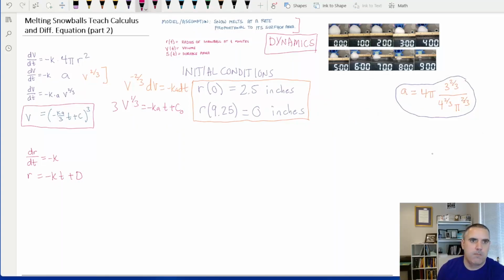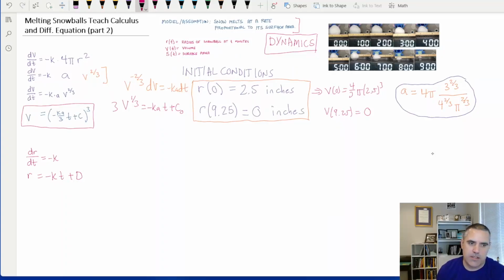So again, if you wanted the initial conditions for v, you would say v of 0 is 4/3 pi r cubed, and r would be 2.5, cubed. And v of 9.25 would be 4/3 pi 0 cubed, which would just be 0. What am I doing? I was going to write 4/3 pi 0 cubed, which would have been fine. Okay, so there you go.